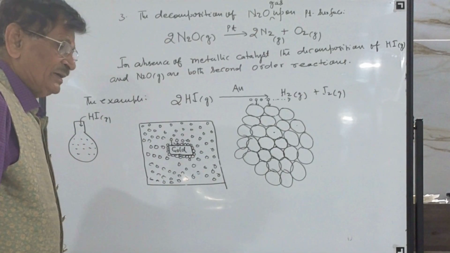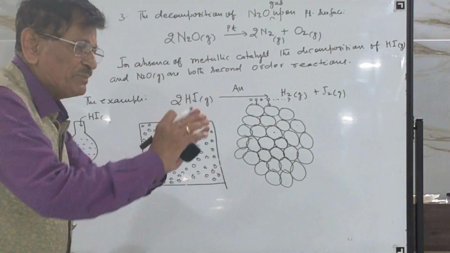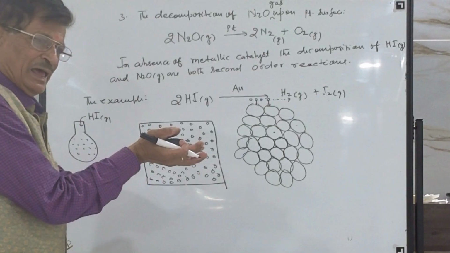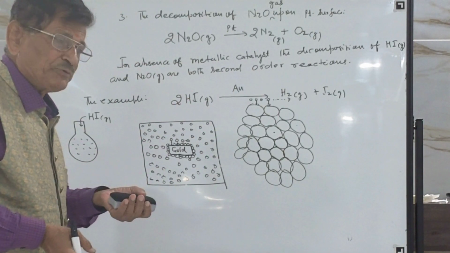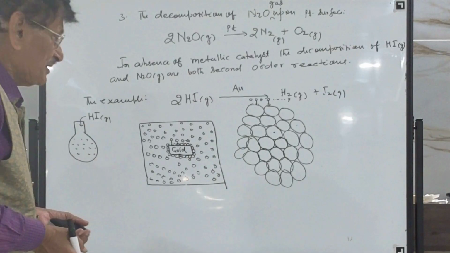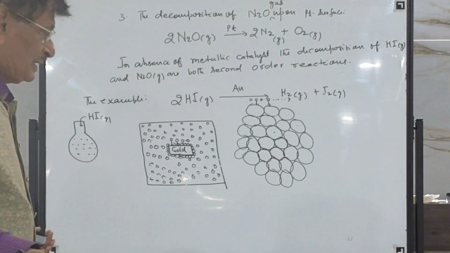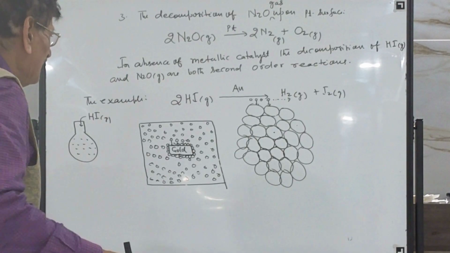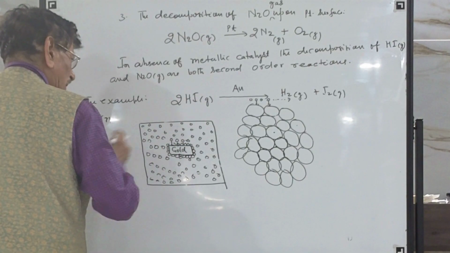And as a result, the concentration of HI on the surface always remains constant. And the reaction is taking place at the surface. Therefore, the rate of reaction always remains the same.